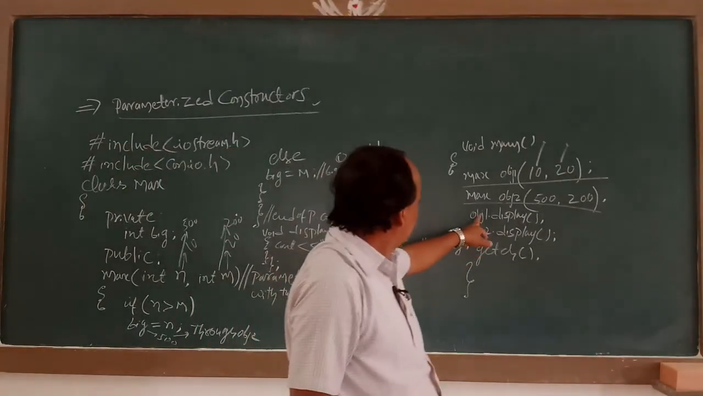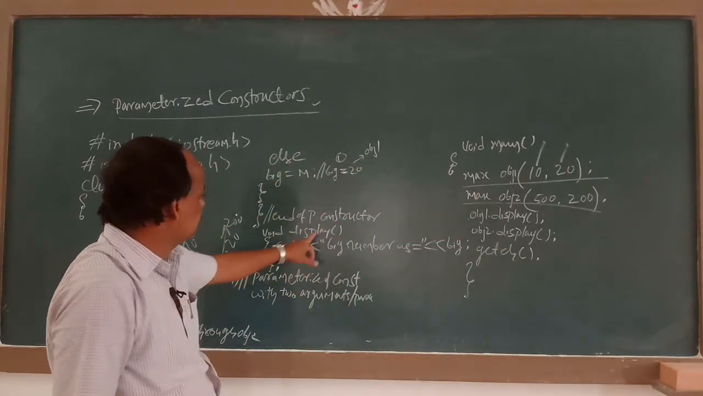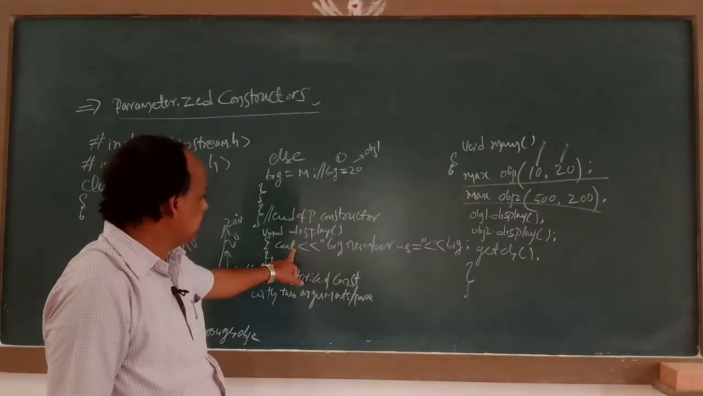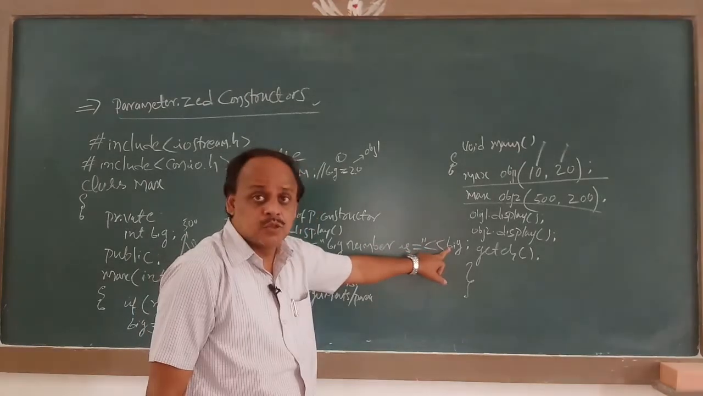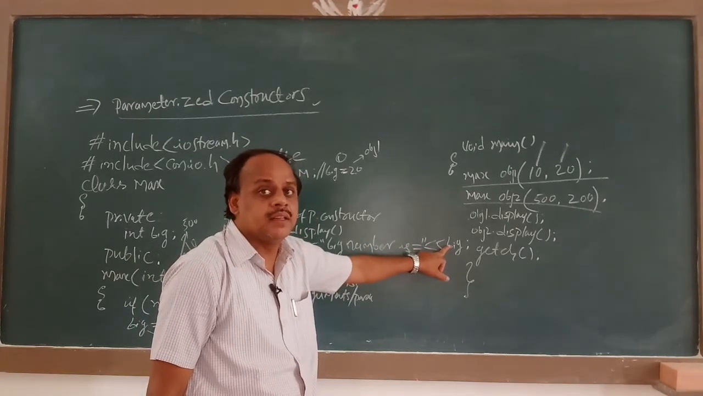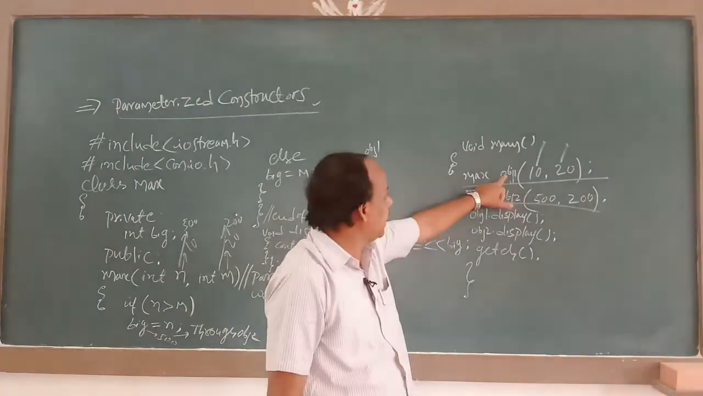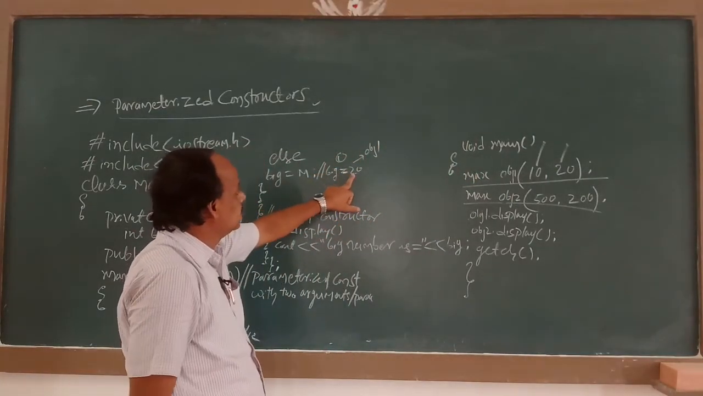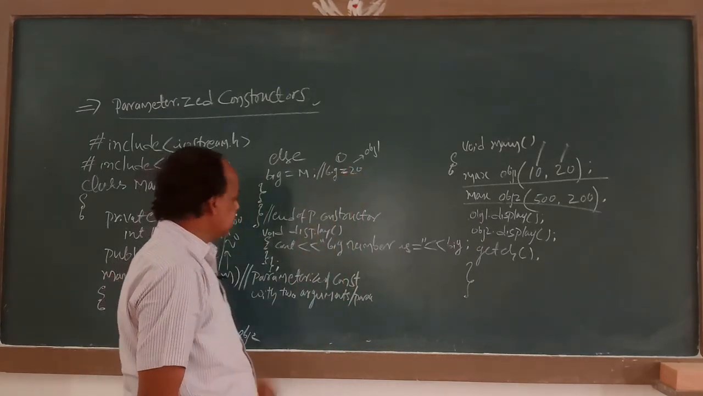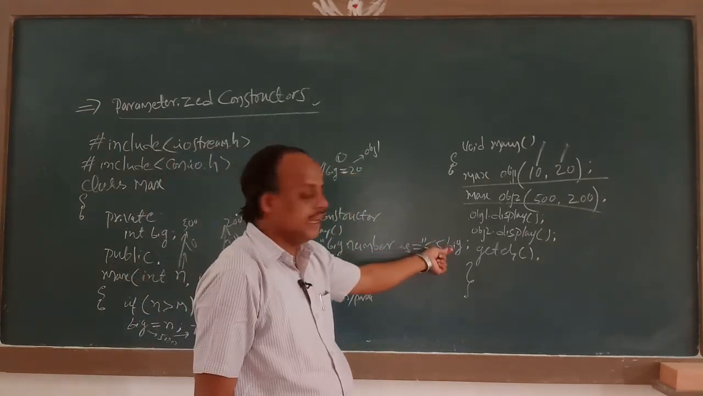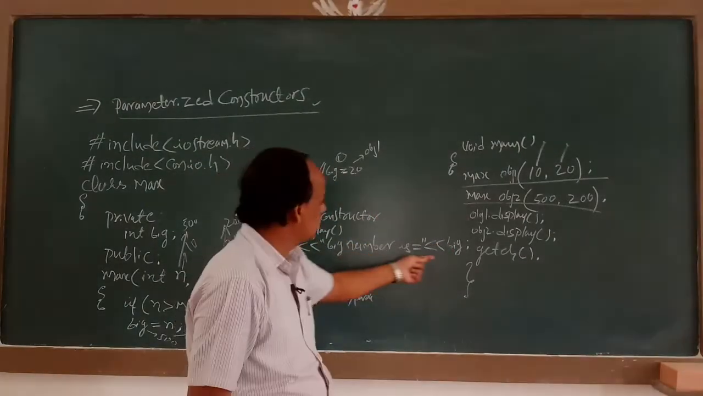And next, object 1 dot display function means this display function works. This statement is printing big number is big. So which big does it display? When object 1 is executed, at that time big contains 20. So object 1 dot display prints: what is the result? Big number is 20, right? Among 10 and 20, big number is 20.